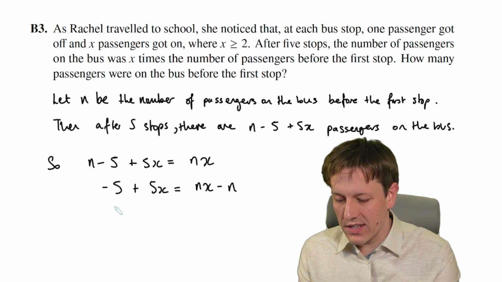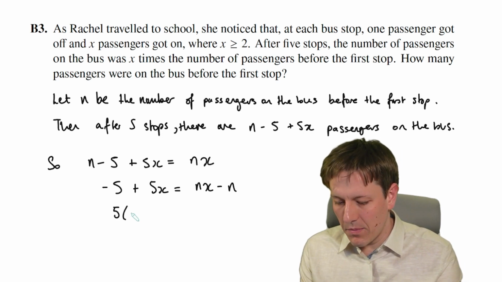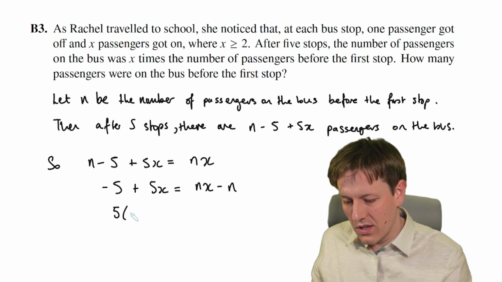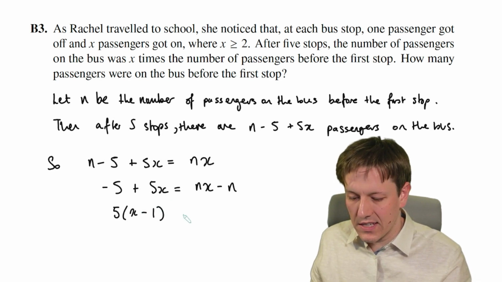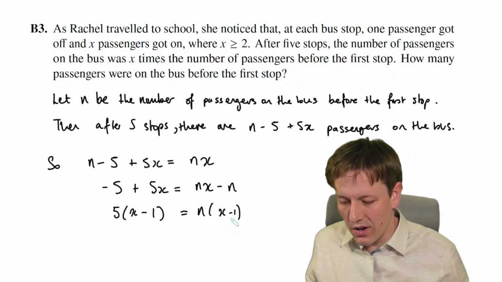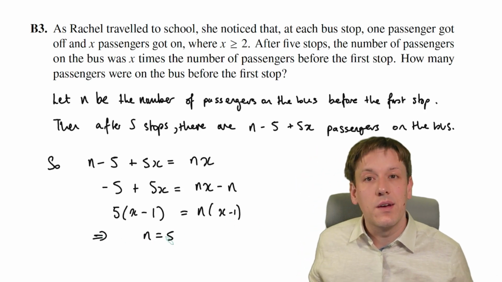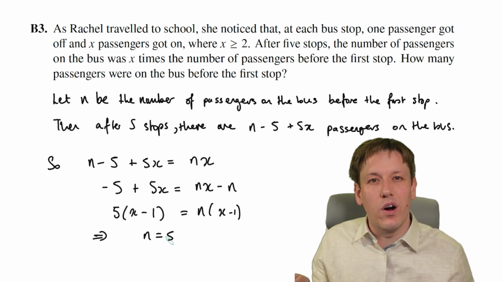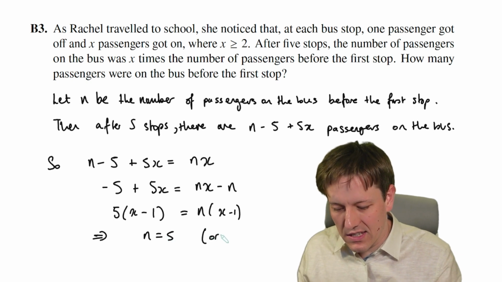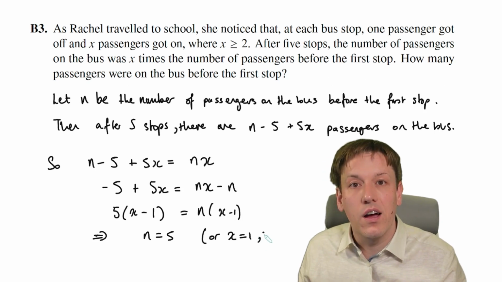and we can factorize each side here. Let me write 5x minus 5 instead, effectively. So 5 times x minus 1 is equal to n times x minus 1. And this really does tell me then that n equals 5, but because I've divided both sides by x minus 1, we need to just make sure that the things we're dividing by are not 0, right? So technically, actually, this is n equals 5 or x equals 1, right? Or x minus 1 equals 0.